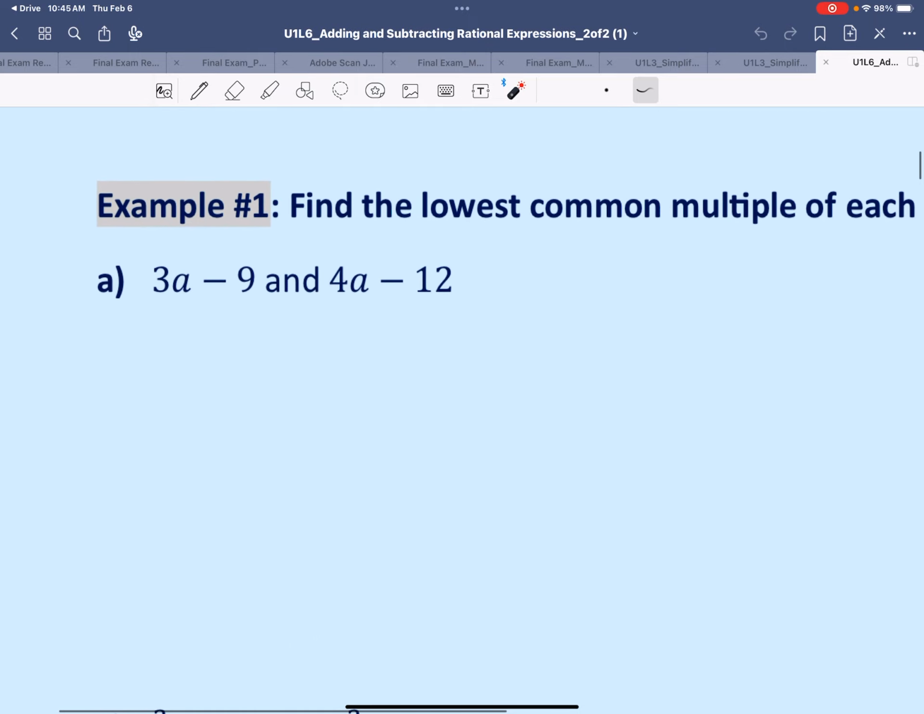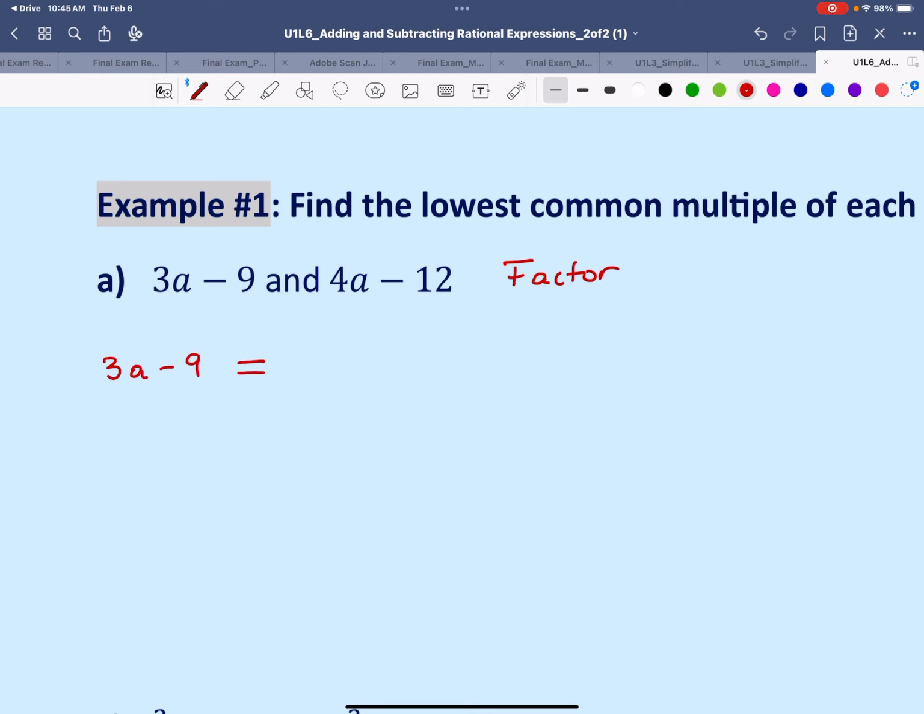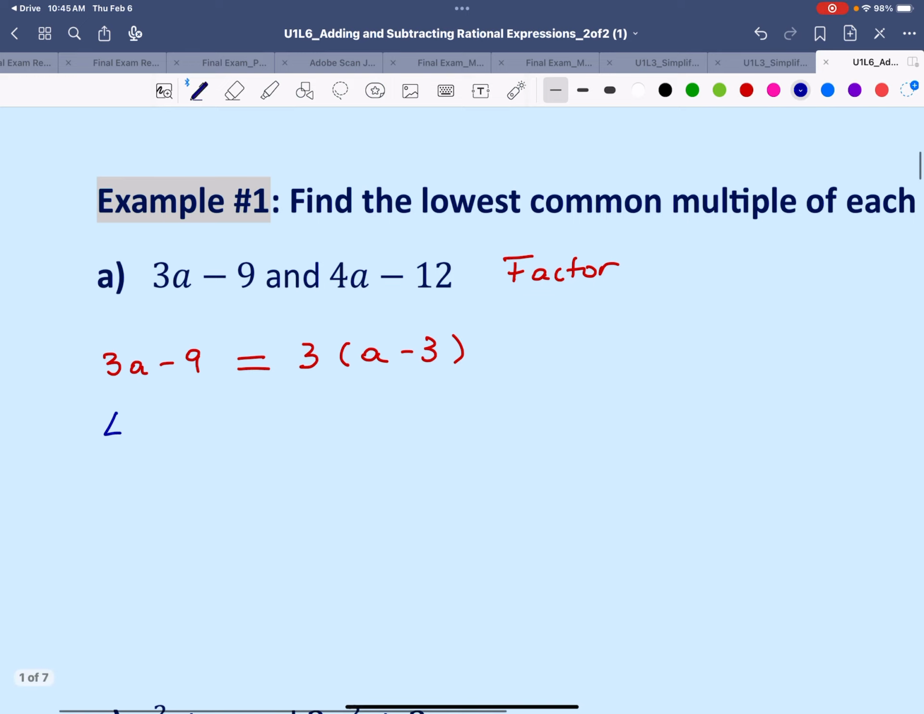First we have two binomials, 3a minus 9 and 4a minus 12. Step number 1 is to factor each expression. So I would list the factors of 3a minus 9 as 3 and a minus 3. And then I would list the factors of 4a minus 12, which are 4 and a minus 3.